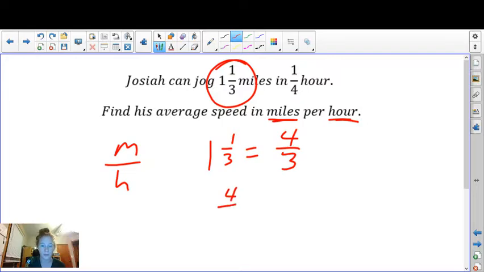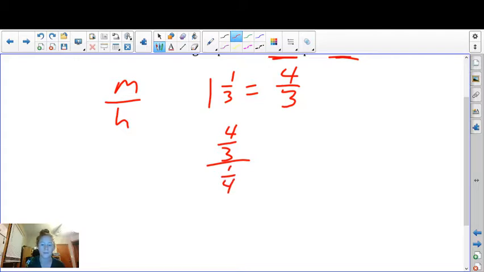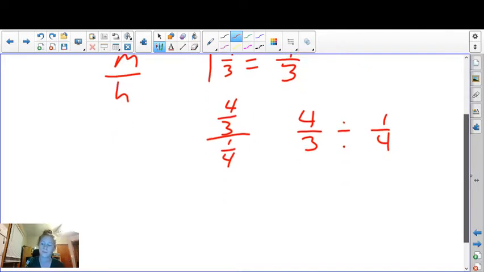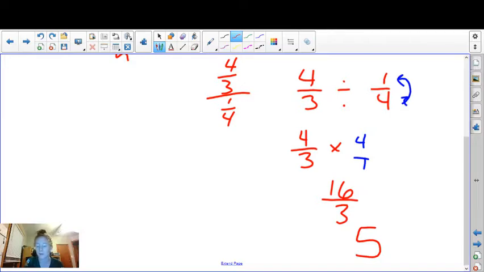So I have 4/3 divided by 1/4, which is the same as saying 4 over 3 divided by 1 over 4, which is the same thing as saying 4 over 3 times 4 over 1. 4 times 4 is 16. 3 times 1 is 3. 3 can go into 16 5 times. 3 times 5 is 15, so then there's 1 left. So 5 1/3 miles per hour.